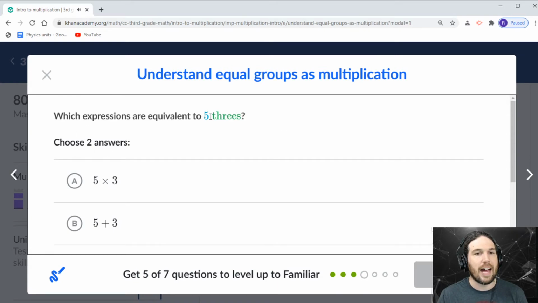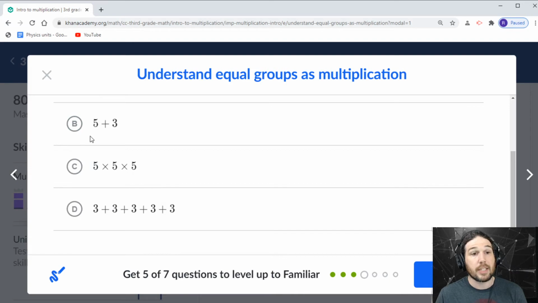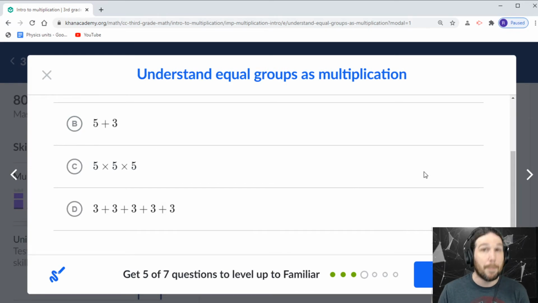All right, 5 threes. That would be 5 times 3. That's not 5 plus 3, though, and that's a big distinction. When I say 5 threes, I don't mean 5 and 3. There's a big difference. There's a big distinction.